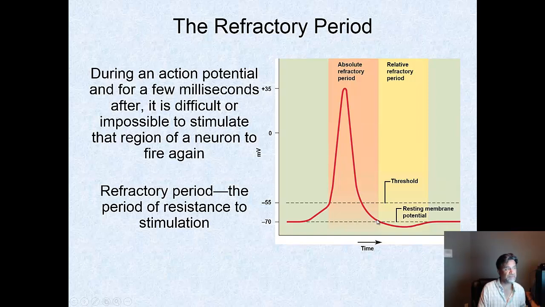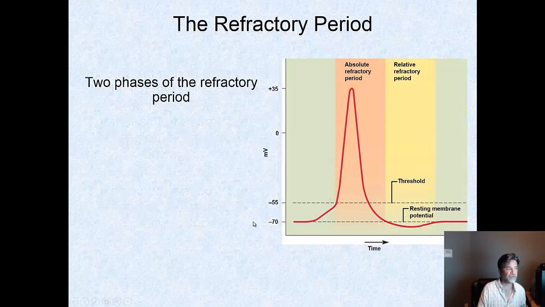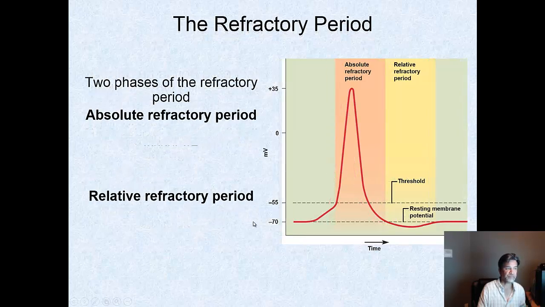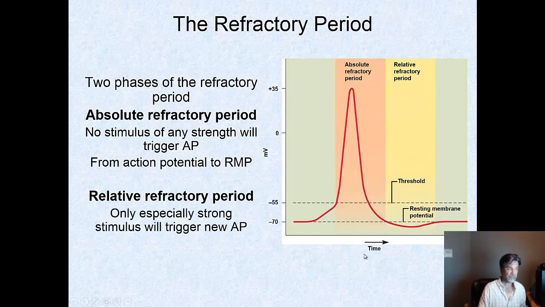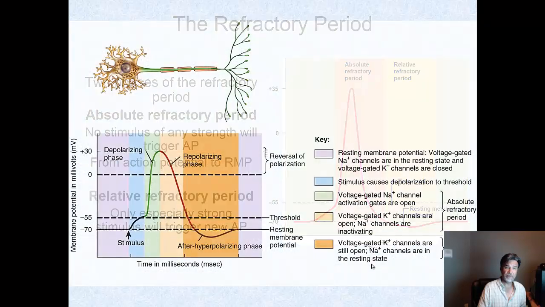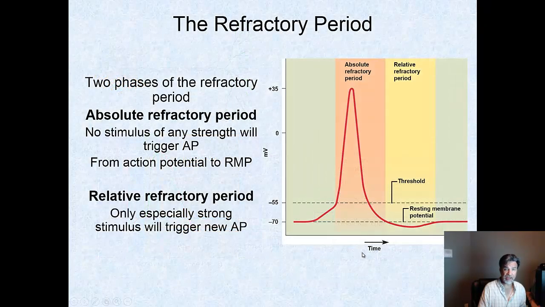It cannot. Okay? It's impossible to stimulate it. This is called the absolute refractory period. Now, in yellow, we have what's called the relative refractory period. And the relative refractory period, okay, is when we could have another stimulus, but you'll notice that because of hyperpolarization, we are below the resting membrane potential.